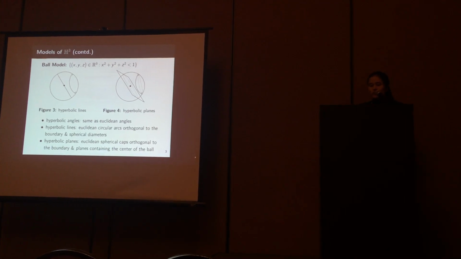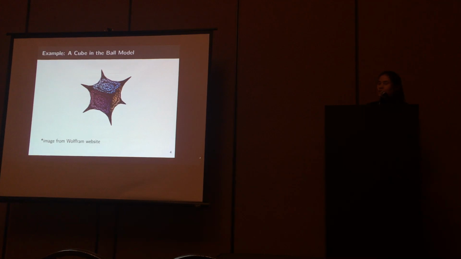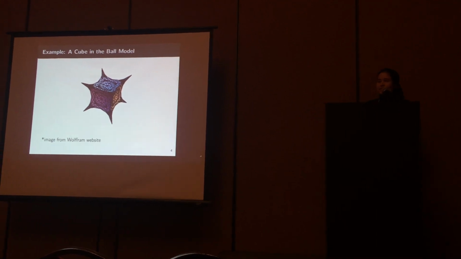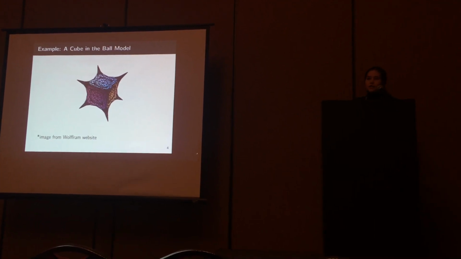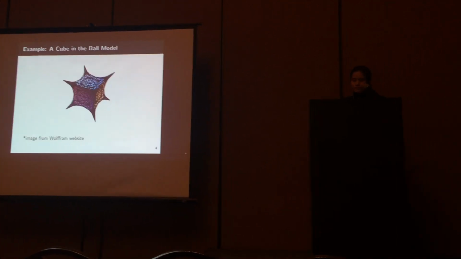So as we went through what lines and planes look like in these models, hopefully it's not surprising when I say this is a hyperbolic cube in the ball model. You can see that each face is curved, that's coming from the faces belonging to the spheres, and each line belongs to a circle.